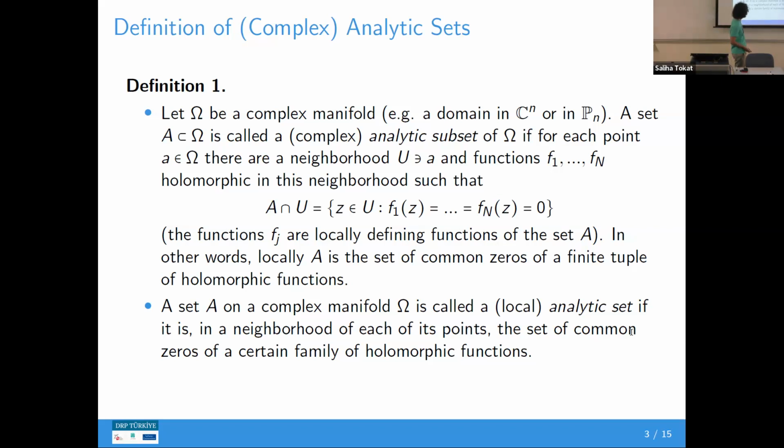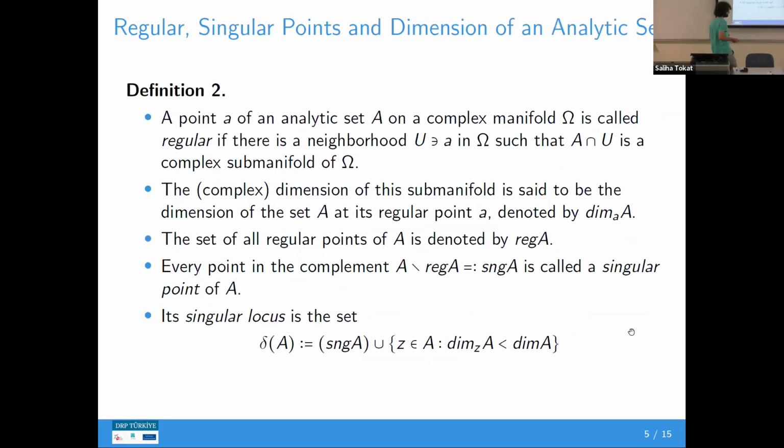So in this case, we need to do something different. It is a harder problem to define dimension, but we need dimension. So we need to define another thing. But since the definition of analytic set is not that different from the definition of a complex embedded manifold, we can consider the points which locally look like submanifolds, complex submanifolds. These points are called regular points, and the set of these points is called reg A. And we can define, of course, a dimension concept around them because they are complex submanifolds. And let's denote this dimension by dim_a A.